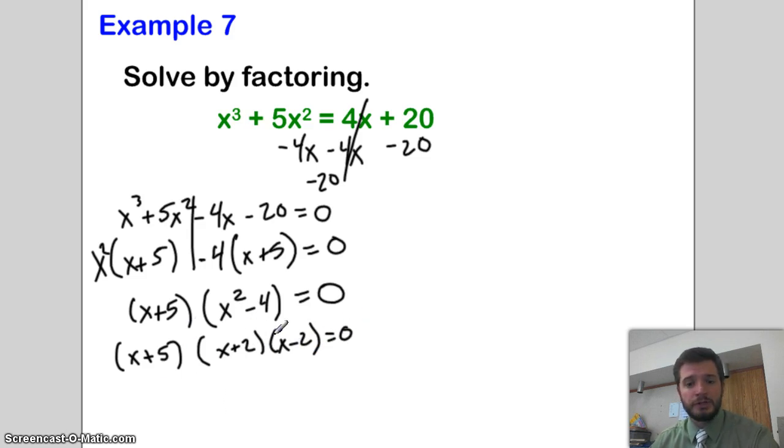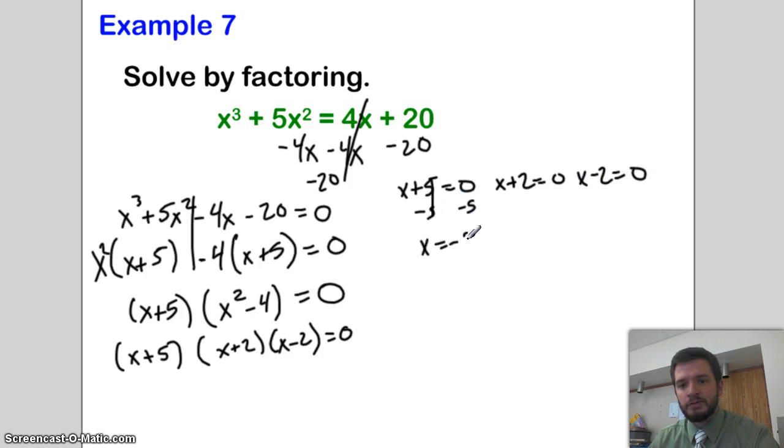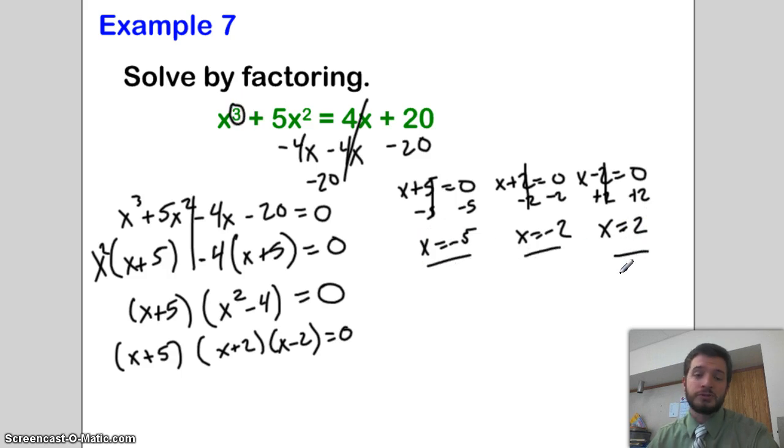Now here we have 3 parentheses, so we're going to set all 3 of them equal to 0. So it's going to be x plus 5 equals 0, x plus 2 equals 0, and x minus 2 equals 0. Solve them, so subtract 5 here, x equals negative 5, subtract 2, x equals negative 2, add 2, x equals 2. Alright, so again, you see that my degree here was 3, and I have 3 answers. That's how you can tell how many answers you're going to have.